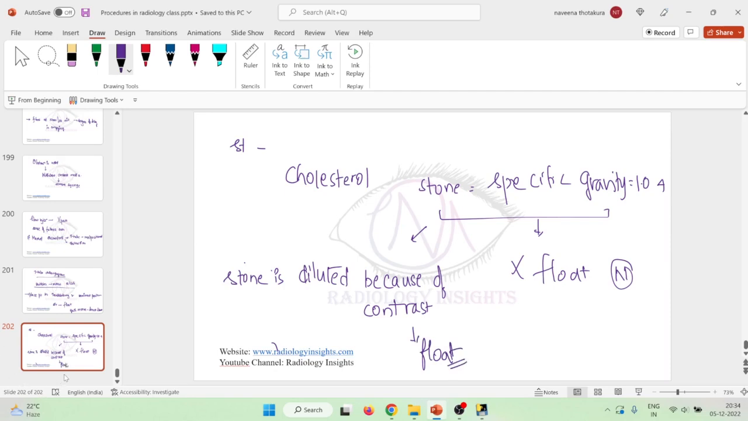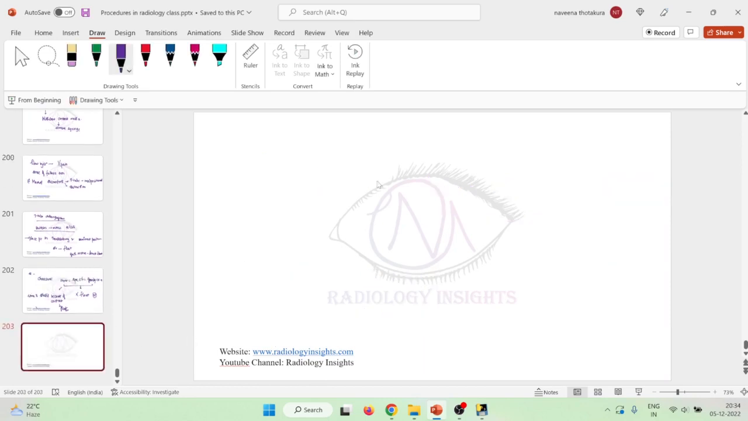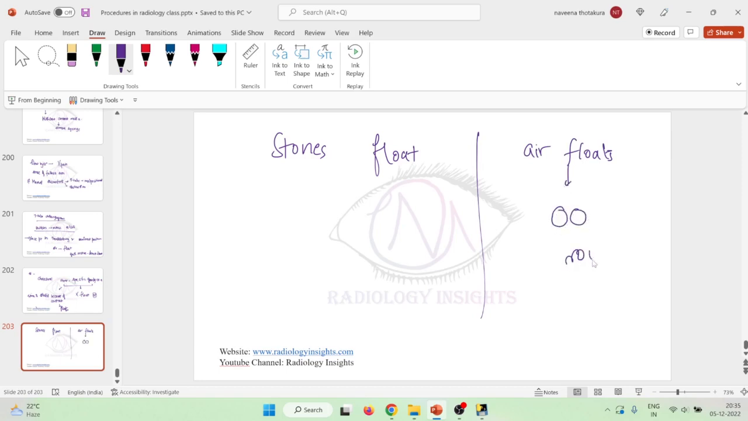Okay, but still you can differentiate it. If stones float and air also floats, then how do you differentiate? By the structure. Air bubbles will be rounded, but stones are rarely rounded. They have facets present in the stones. That is one way of differentiating between stones and air bubbles.